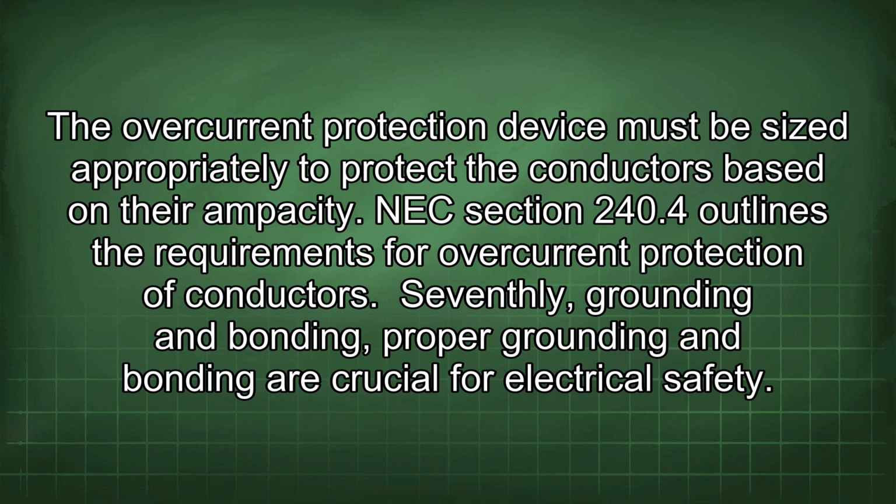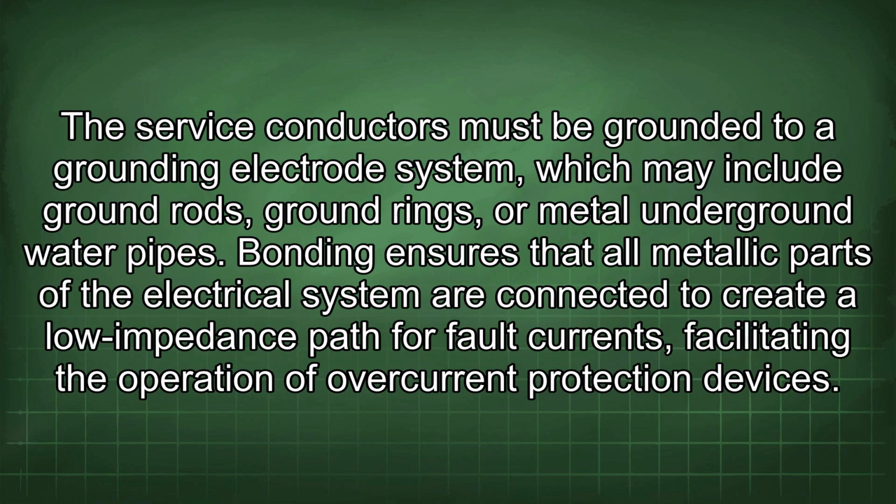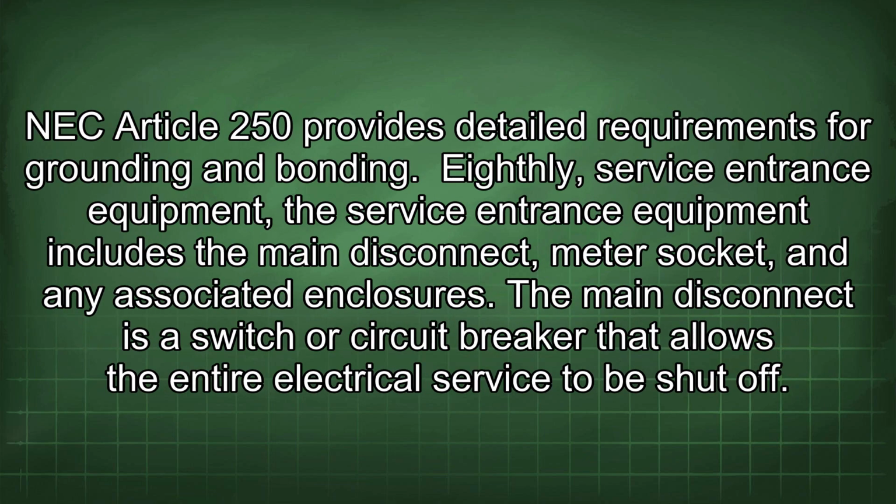Seventhly, grounding and bonding. Proper grounding and bonding are crucial for electrical safety. The service conductors must be grounded to a grounding electrode system, which may include ground rods, ground rings, or metal underground water pipes. Bonding ensures that all metallic parts of the electrical system are connected to create a low impedance path for fault currents, facilitating the operation of overcurrent protection devices. NEC Article 250 provides detailed requirements for grounding and bonding.